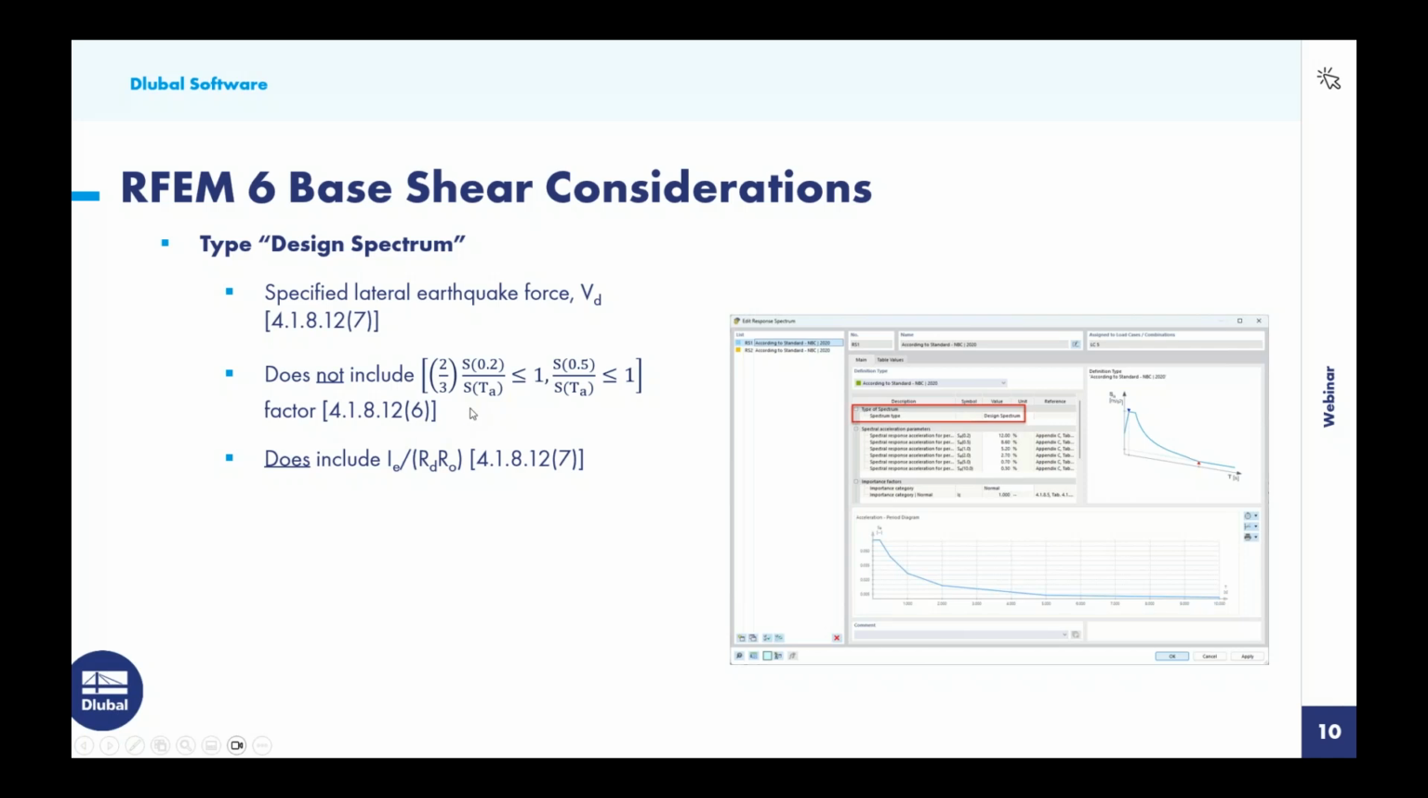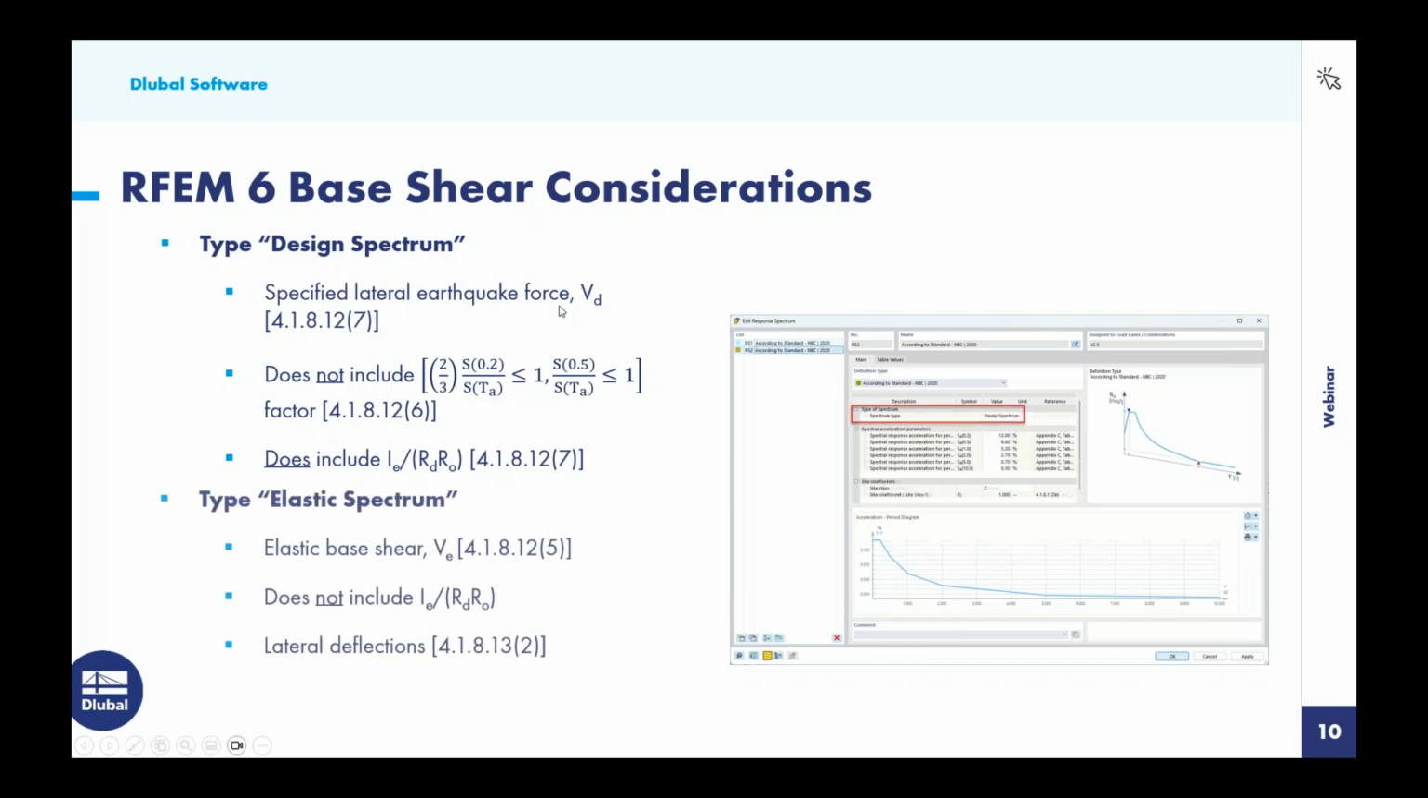Again, there is just specific criteria on when that factor needs to be applied versus when it should not be applied. So we have left that up to the user. However, it does include the factor I sub E over R sub d R sub o from 4.1.8.12.7. So this is ultimately the information that we're getting in the base shear building model add-on results with the design spectrum type.